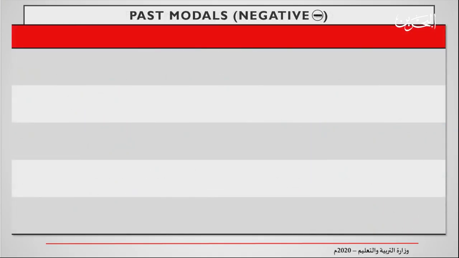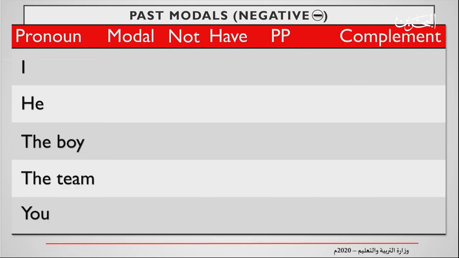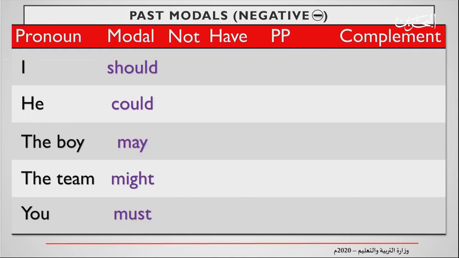So, building past modals using negative sentences. So we start with a subject pronoun as always, and then a modal, and then not, which is the negative word, and then have, then past participle, then the complement. Okay, so we use the subject pronouns just like before. And then we add the modals just like before. And then we just add not.